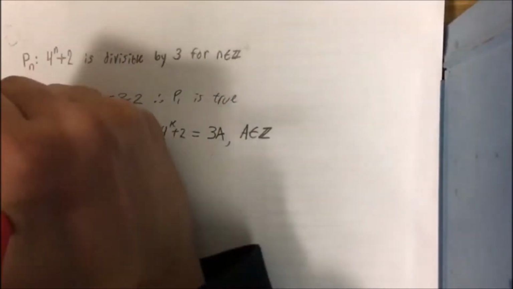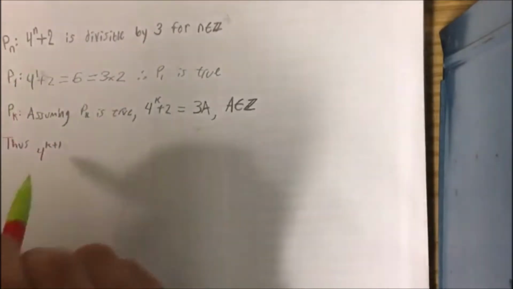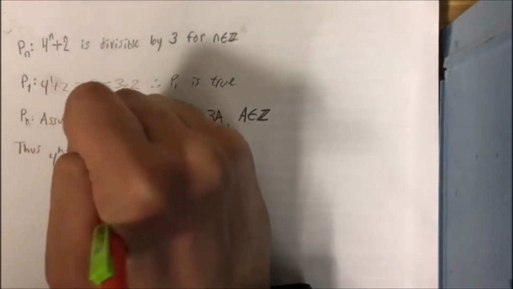Now, we want to prove this for P(k+1), so that we can prove that it's true for all n as an element of the integers. We need to prove that P(k+1) is true when P(k) is true. So here we're going to say thus: 4^(k+1) + 2. We're substituting k+1 into this expression, okay?